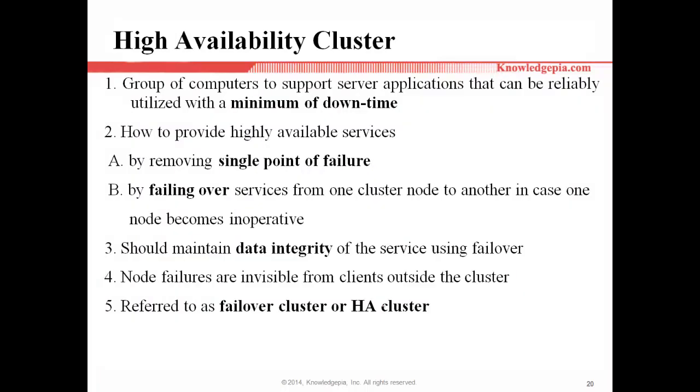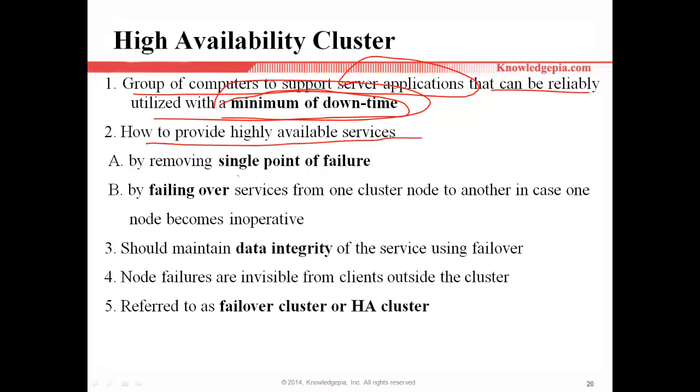without any termination. Okay, the high availability cluster is a group of computers that supports server applications which can be reliably utilized with a minimum of downtime. Using high availability, we can guarantee this minimum downtime to the client. How do we provide these available services? By removing the single point of failure. If only one node supplies the service to the server applications, then anytime we can meet a single point of failure. So if we use the high availability cluster, then we can remove that single point of failure.